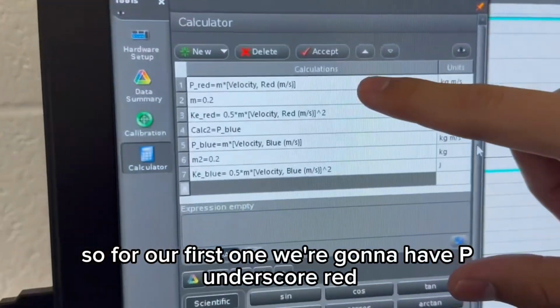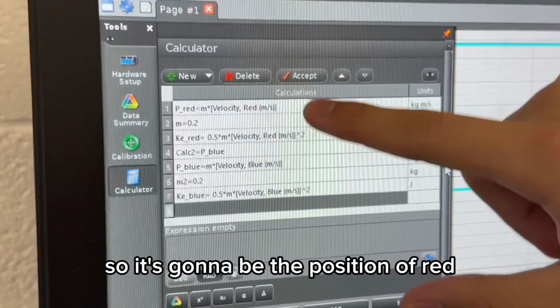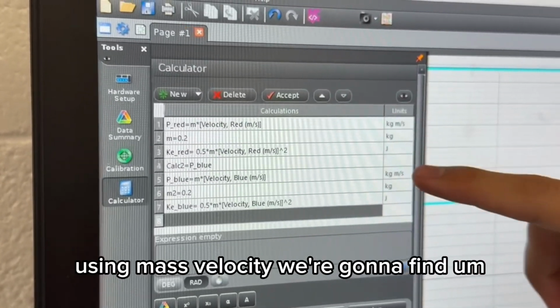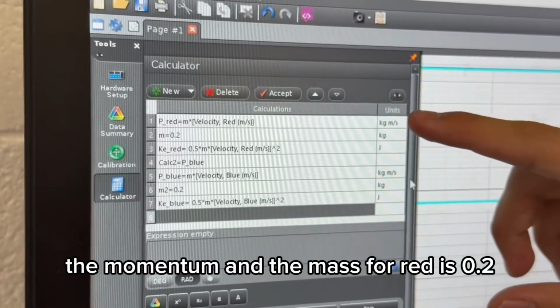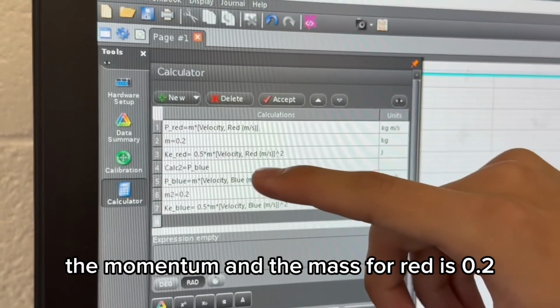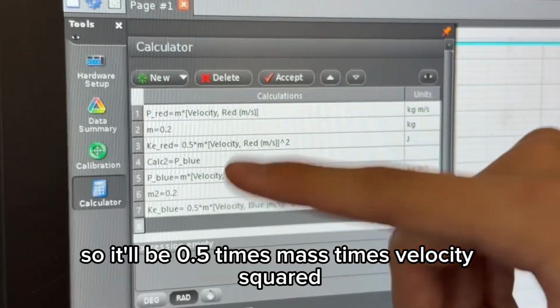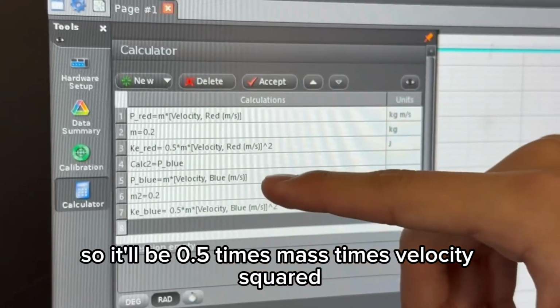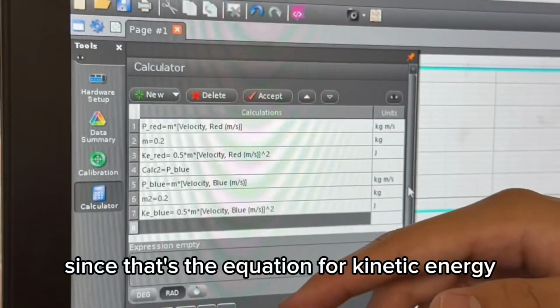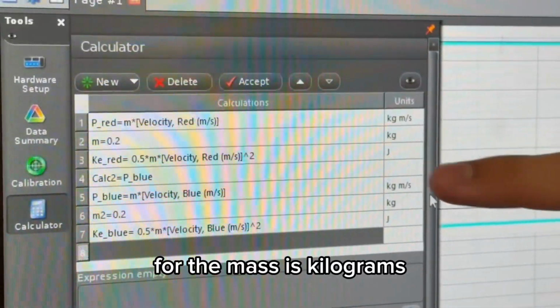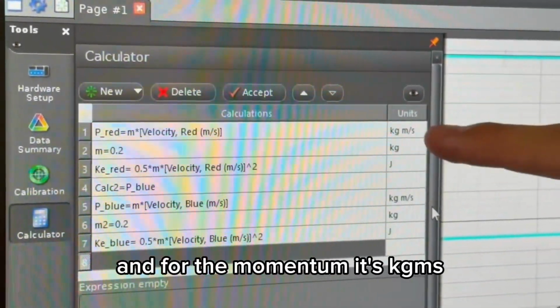So for our first one, we're gonna have P underscore red. It's gonna be the momentum of red using mass and velocity, and the mass for red is 0.2. We'll use that to find kinetic energy, so it'll be 0.5 times mass times velocity squared, since that's the equation for kinetic energy. The units is joules for that. For the mass, it's kilograms, and for the momentum, it's kg m/s.